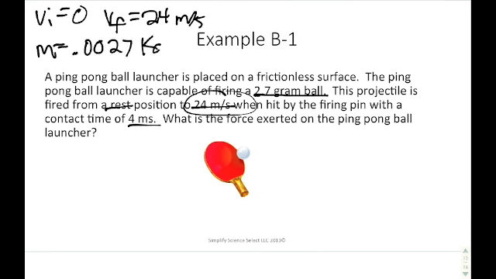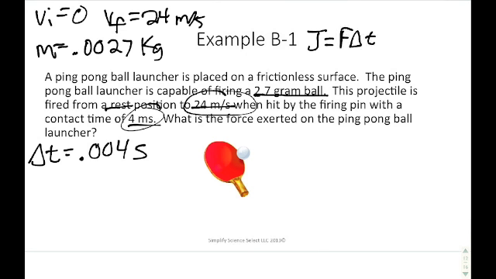0.0027 kilograms. You should be able to convert to kilograms. Next, you have the contact time, and the contact time is 4 milliseconds, or 0.004 seconds. So there were two different conversions that we had to do in this case. Now this question says, what is the force exerted on the ping pong ball by the launcher? So we're trying to solve for force, and we're going to use our impulse momentum equation. J equals F delta T equals m delta V. If you look right here, I can use any variation of these formulas. I have information that would give me change in velocity.